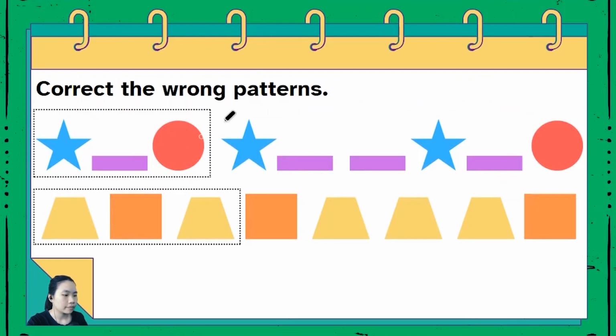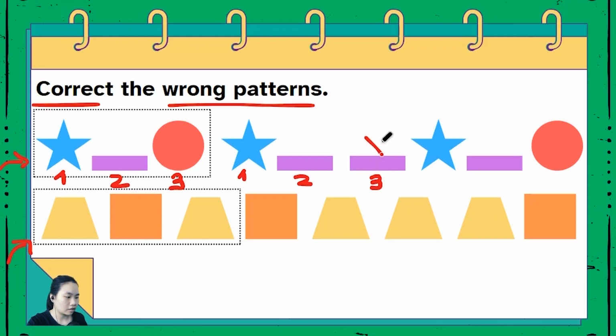Let's move on to the next part. Now, we have a bunch of patterns here once again, but they're wrong, okay? Some parts of it are wrong. Now, what we need to do is correct the wrong patterns. As I've outlined here, these are the pattern units that we can use as a guide to fix anything that's wrong with these 2. Now, our number 1 is a star. Number 2 is a rectangle. Number 3 is a circle. So it should go 1, 2, 3.